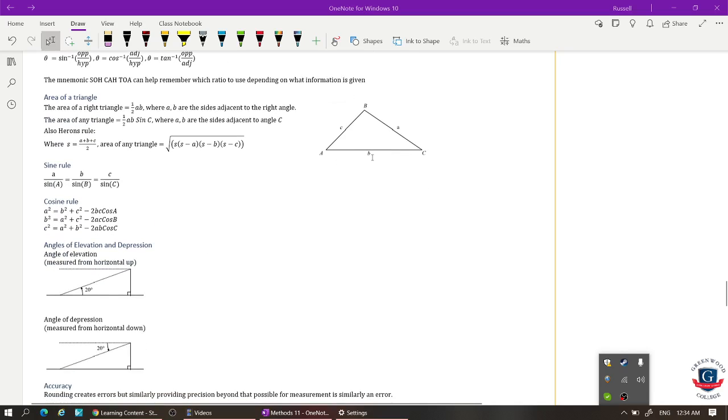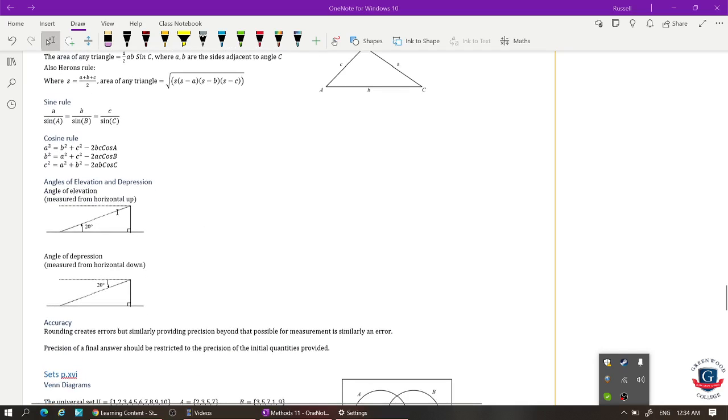If we have any triangle and we're given an angle, a side, an angle, an opposite side, and one of them is unknown, we can use the sine rule. If we're examining three sides and an angle, we can use the cosine rule. If we're looking at elevation in a diagram, it's from the ground up. If we're looking at depression, it's from a horizontal line down.